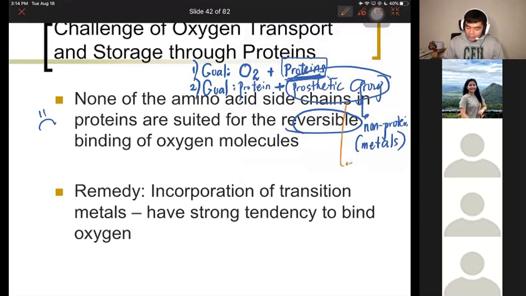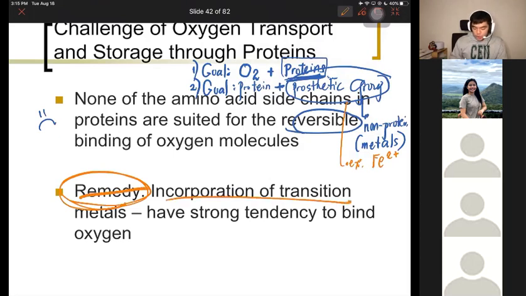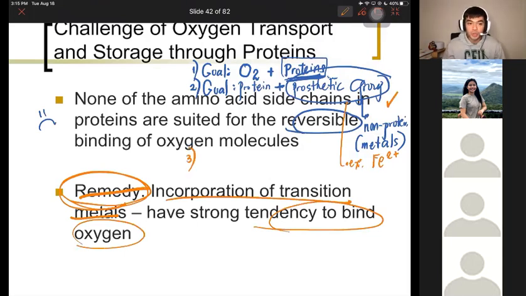Ang example natin ng prosthetic groups ay iron, ferrous ions. Again, ferrous ions. I repeat, ang common ay ferrous, as in 2 plus, ferrous ions. Yan yung very common. Kaya pansin nyo, yung remedy sa baba, nakikinig pa ba? So ang remedy sa baba, incorporation of transition metals that have strong tendency to bind oxygen and then eventually give off, ibibigay. So question, pag nagdagdag ng prosthetic group, ito ba ay masosolusyonan ang problema with proteins alone? Masosolusyonan ba nila yung problema pag protein lang ang nagdala ng oxygen? Yes or no?